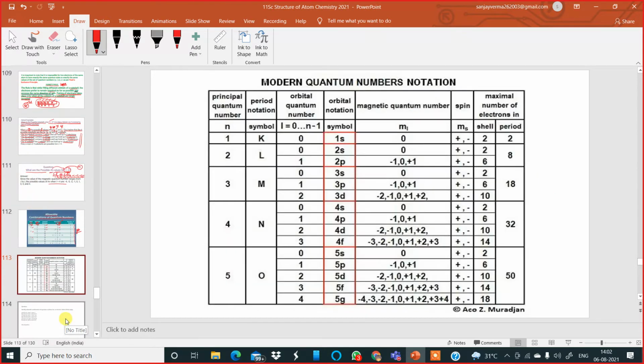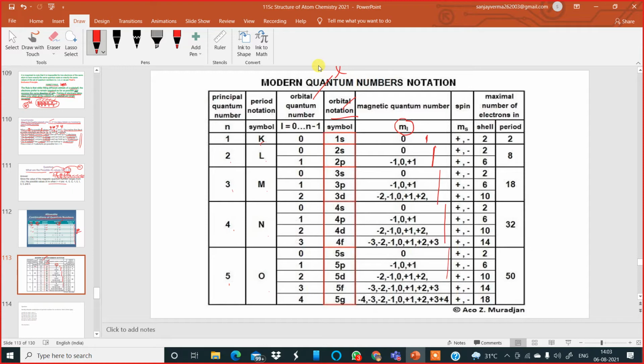Moving to the next slide, which I have drawn yesterday and shown you, the modern quantum numbers notation. Yesterday I have done this very nicely. Okay, K shell, L, M, N, O. Value of n is 1, 2, 3, 4, 5. Okay, orbital, I am talking about. When I say orbital, it is azimuthal, L. Okay, orbital notation, which subshell. Okay, the magnetic quantum number is ML. So it is given over here in detail. For K, only this much. For L, these are the ones. For M, these are the ones. Okay, for N, these are the ones. These are the magnetic quantum numbers, and so on.